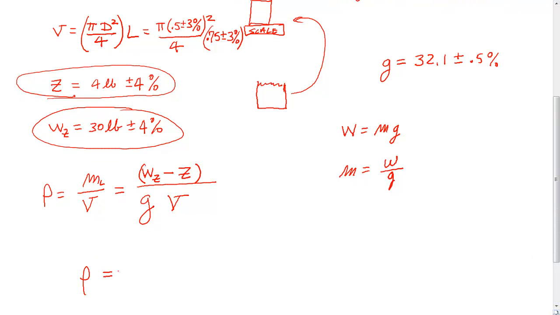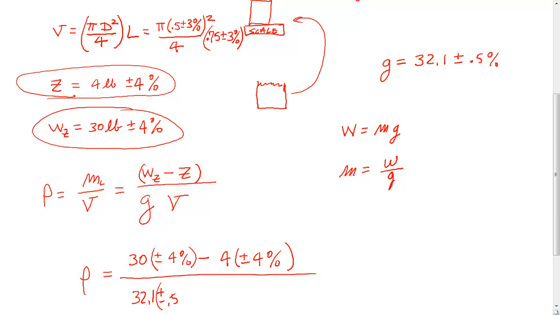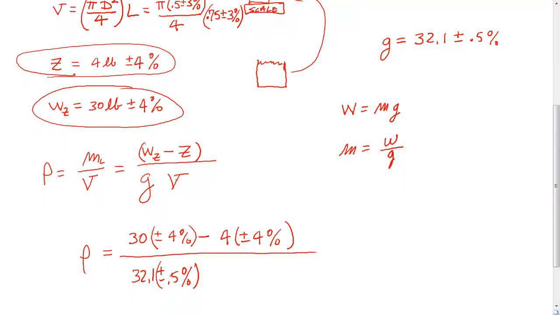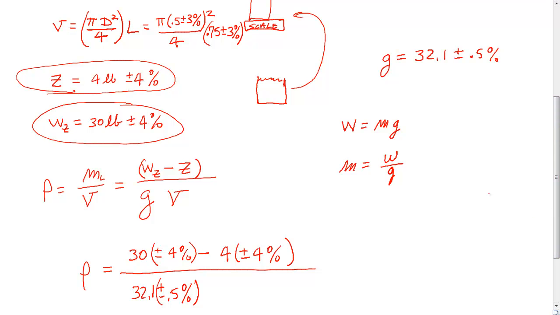So now here's what I get. Rho is equal to WZ minus Z. I'm going to go ahead and put my numbers in without the percent. 30 pounds, plus or minus 4%, minus, in parentheses, Z, which is 4 pounds plus or minus 4%, over G, which was 32.1 plus or minus 0.5%, and then the volume was all of this.